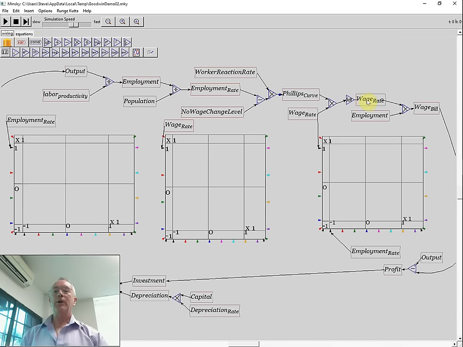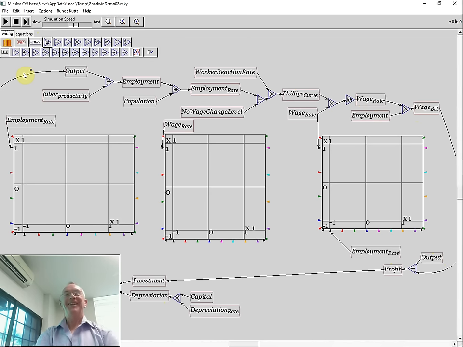So there's your wage rate. If I multiply the wage rate by employment, I get how much workers get paid. If I subtract that from output, I get profit. I have all the profit being invested. I subtract depreciation from investment. That gives me the rate of change of capital, and that gives me output. So what do you think if I press the start button, run it, what am I going to get? Do you think I'm going to get equilibrium?